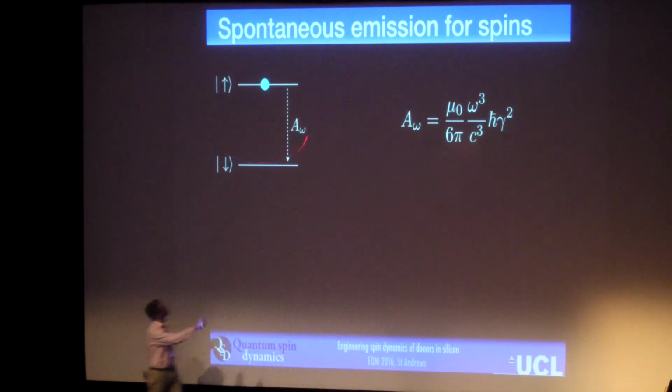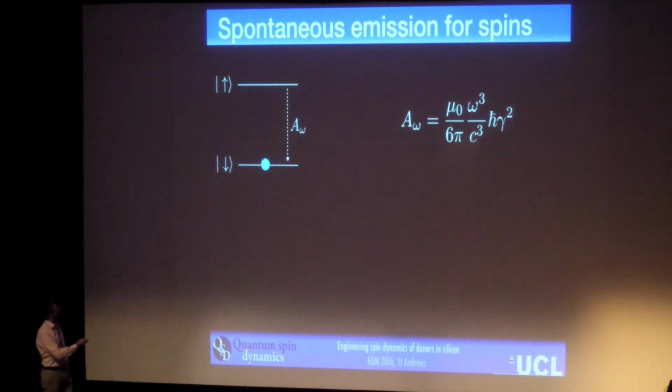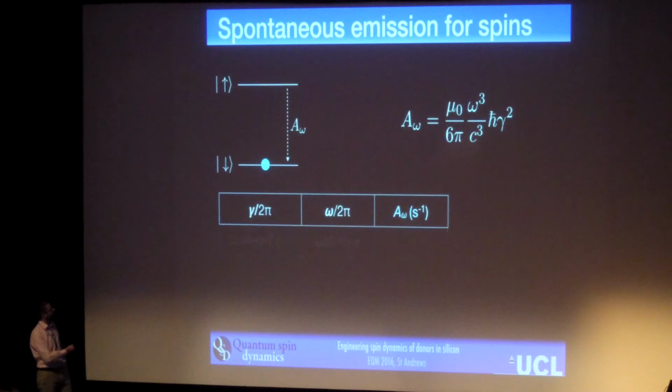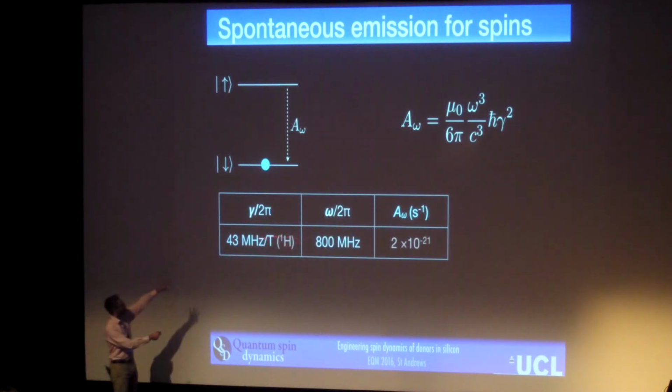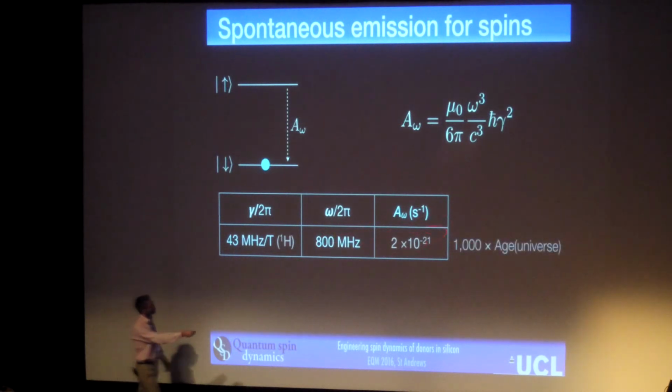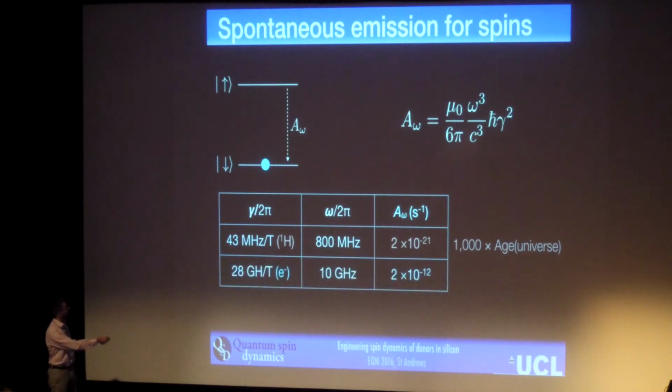This is spontaneous emission of a two-level system expressed as a function of the gyromagnetic ratio and the frequency of this transition, and that governs the rate at which this two-level system will simply spontaneously decay into its ground state. To give you some numbers, for a proton in a typical NMR field, the spontaneous emission time is about 1,000 times the age of the universe so far.